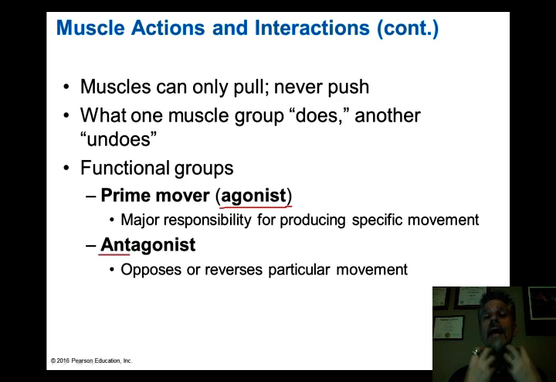So the agonists or the prime movers are going to produce that action, and the antagonists are going to have the opposite action. So it's kind of like if you are analyzing a story in an English class, you have your protagonist and your antagonist that work opposite to each other.